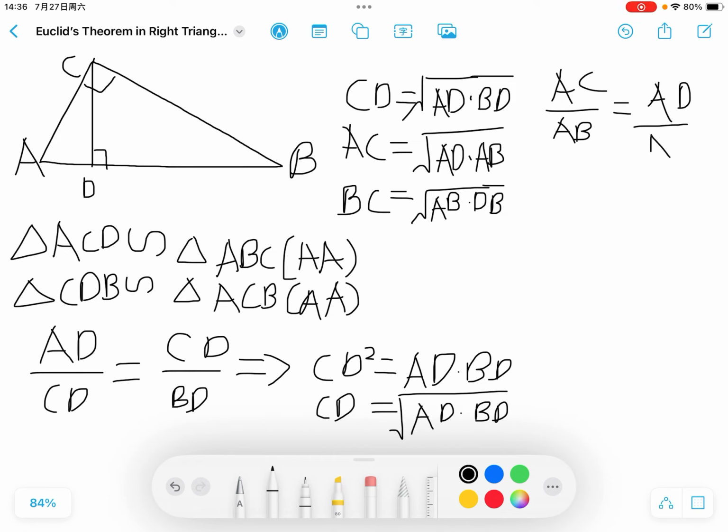If we multiply both sides by AC, and then we take the square root of both sides, we have AC is equal to the square root of AD times AB. So that's our second rule proven.